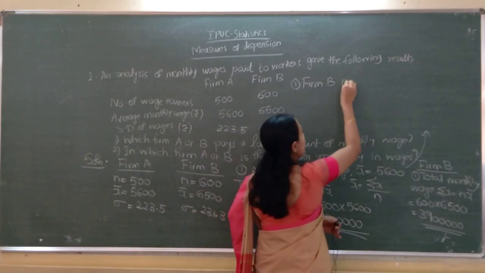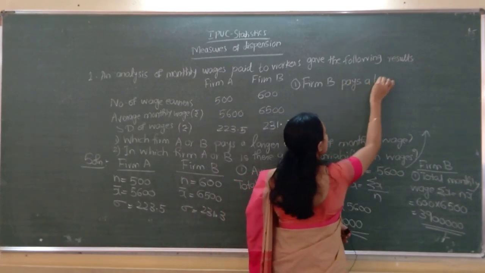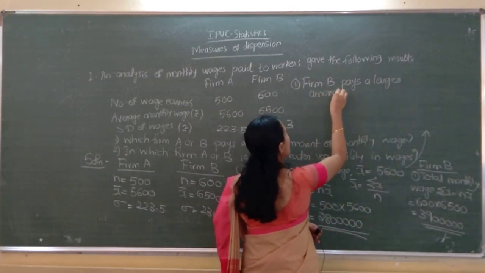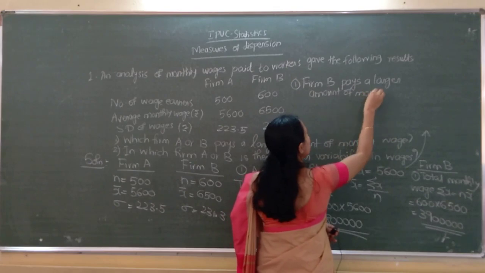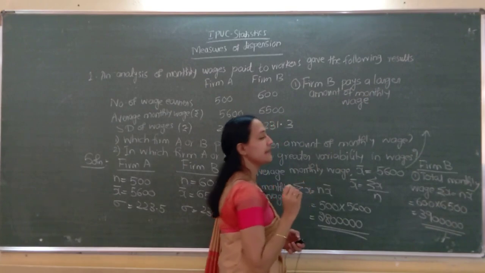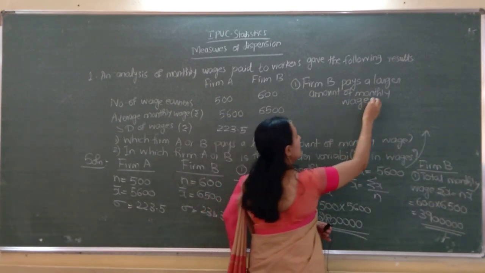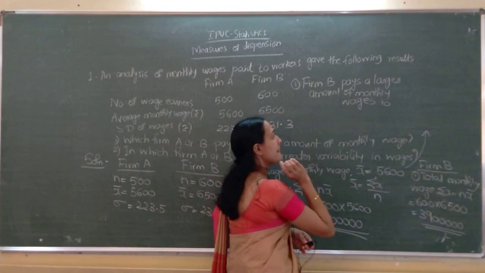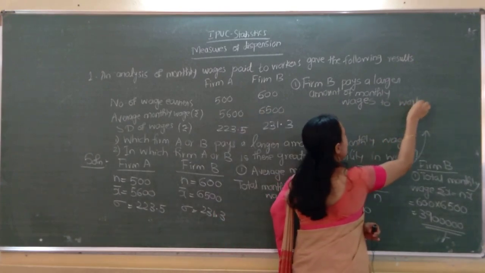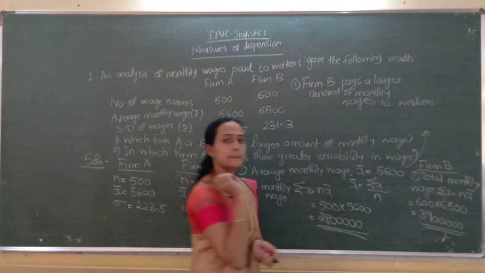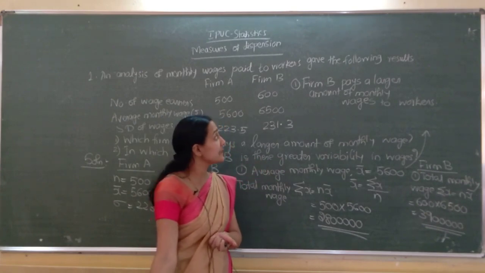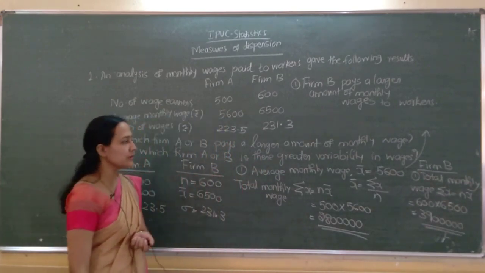So firm B pays a larger amount of monthly wage, a larger amount of monthly wages to their workers. Clear na? Yes. So it is firm B. Okay. Second, go to the second question.